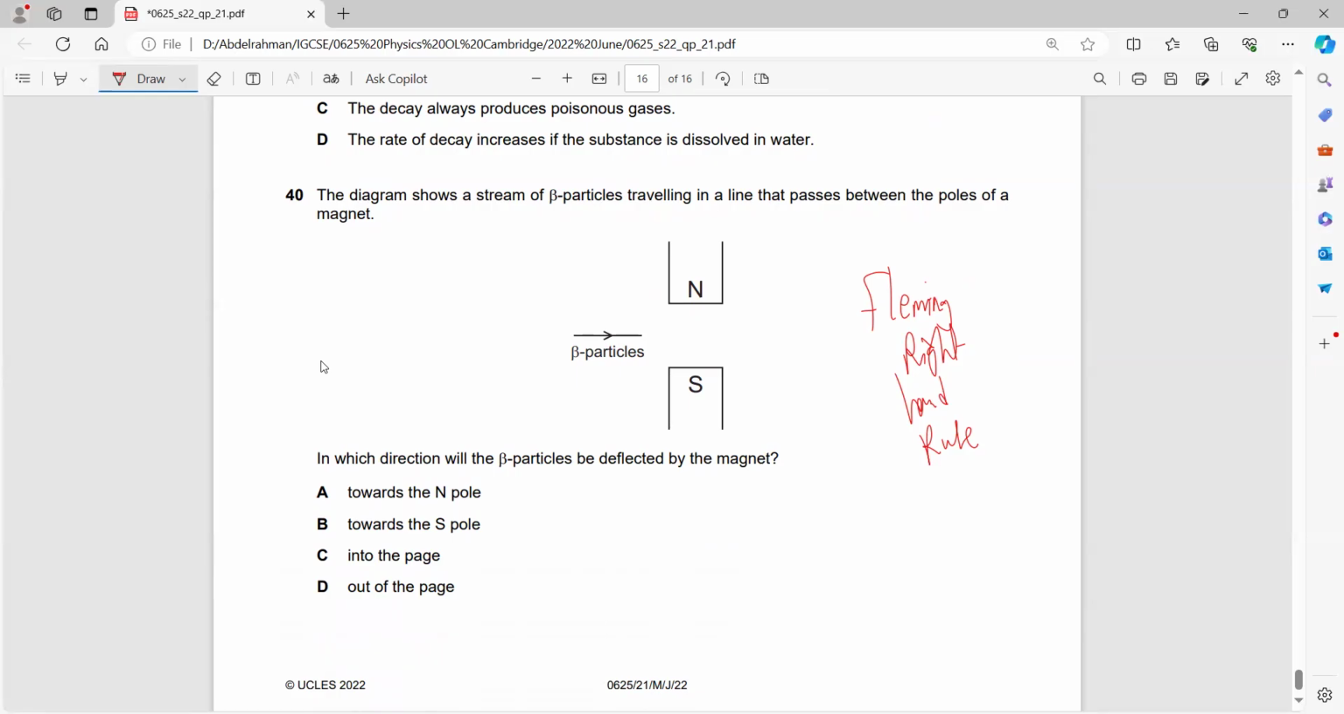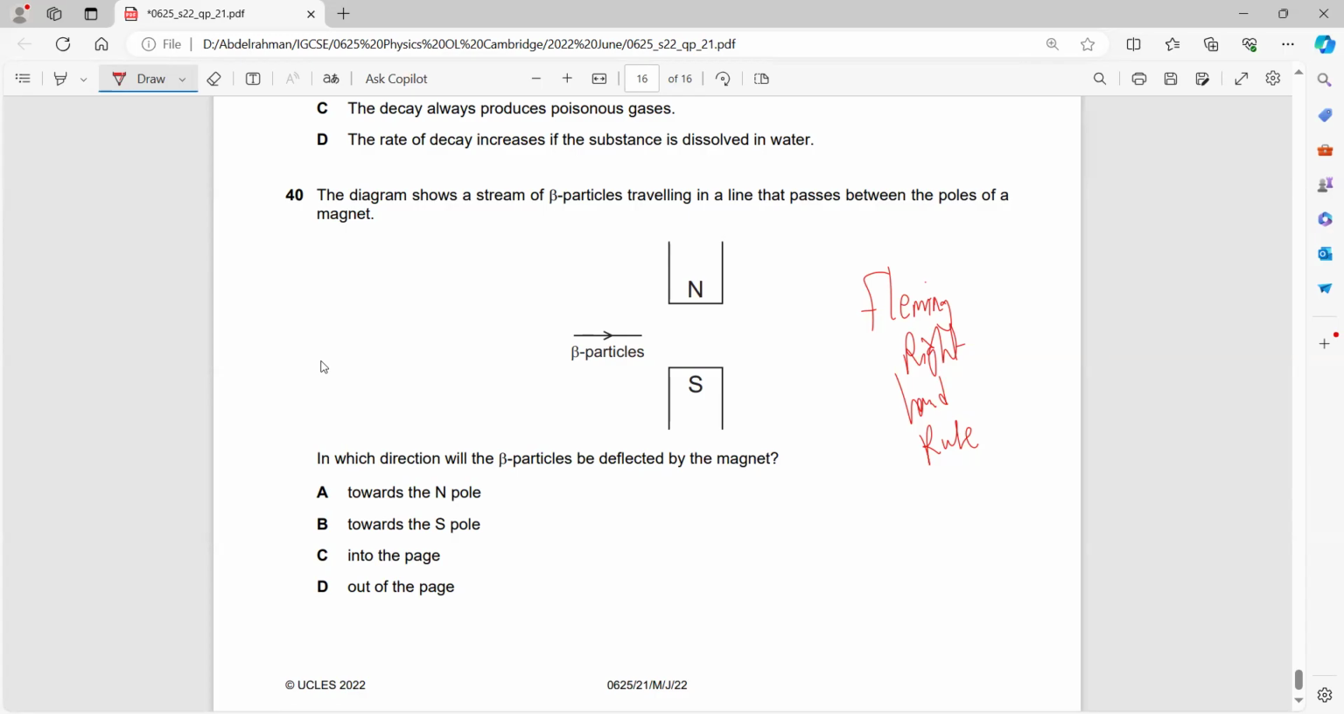If you find it quite difficult, you can use the left-hand rule and then just flip the answer. Or you can just rotate the paper so that your hands wouldn't hurt as much. If you rotate the paper 90 degrees or 180 degrees, maybe you can do it much easier using your hands.